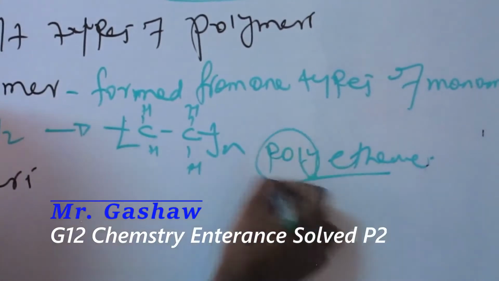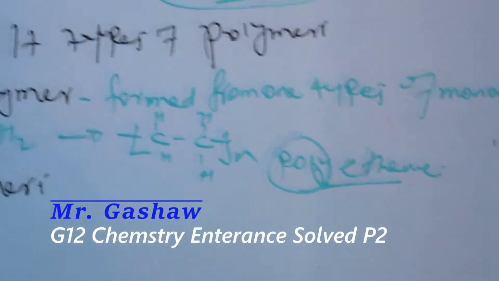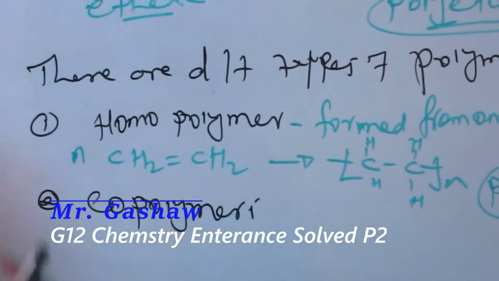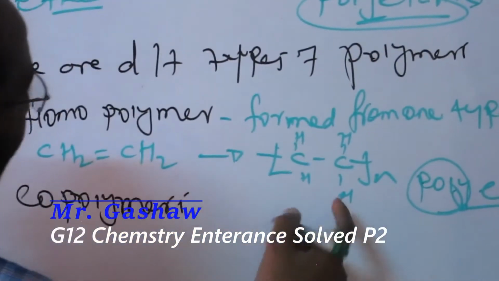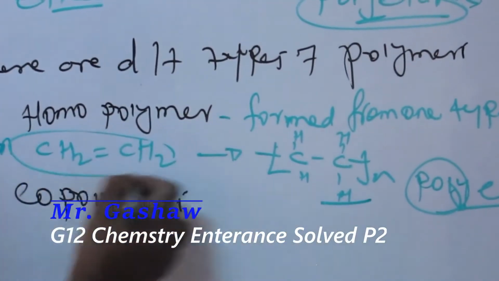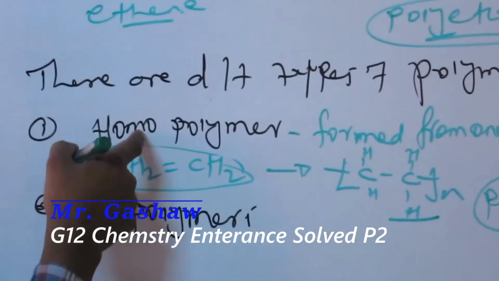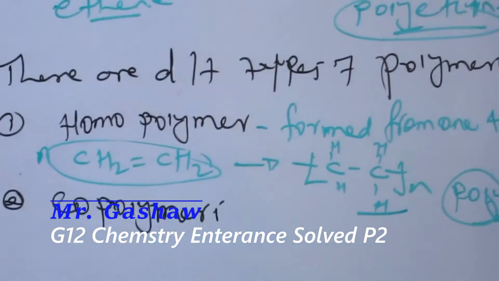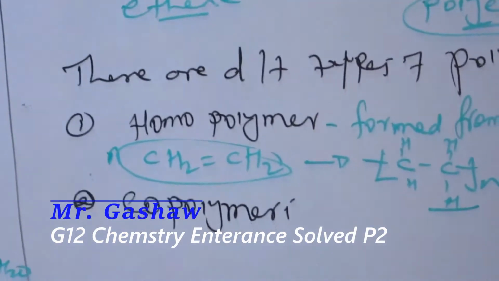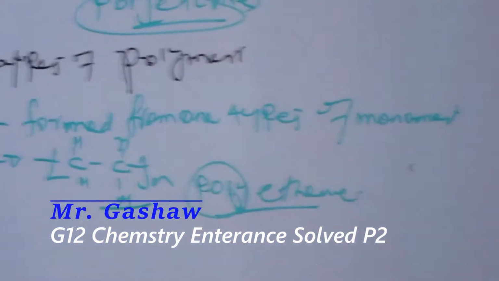So poly means many. That means smaller units or smaller molecules are joined to form large molecules. The monomer unit of this one is what? Ethene. So that's why we call it a homopolymer. Homopolymer means that it has one type of monomer unit.